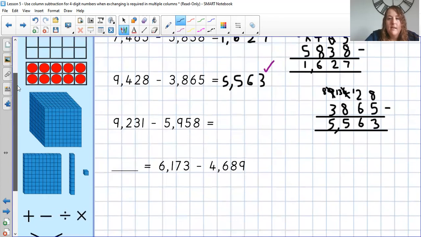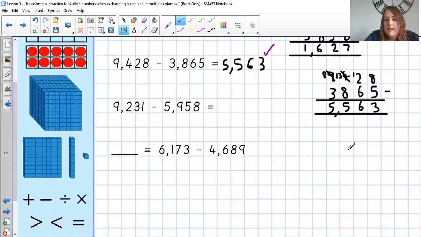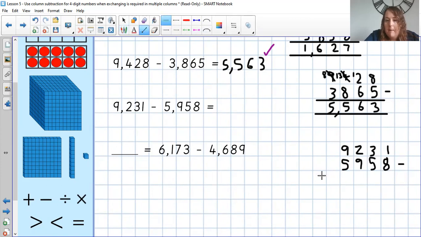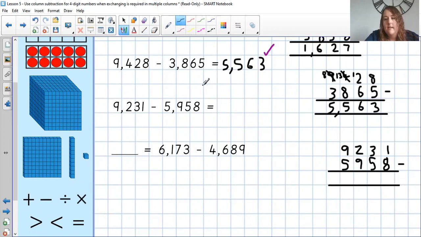Okay, moving it down slightly, just to give me some more room. 9,231. Take away 5,958. And again, one number per box. My ruler lines going in nice and neatly, using those squares to help me. And I start in my ones column.